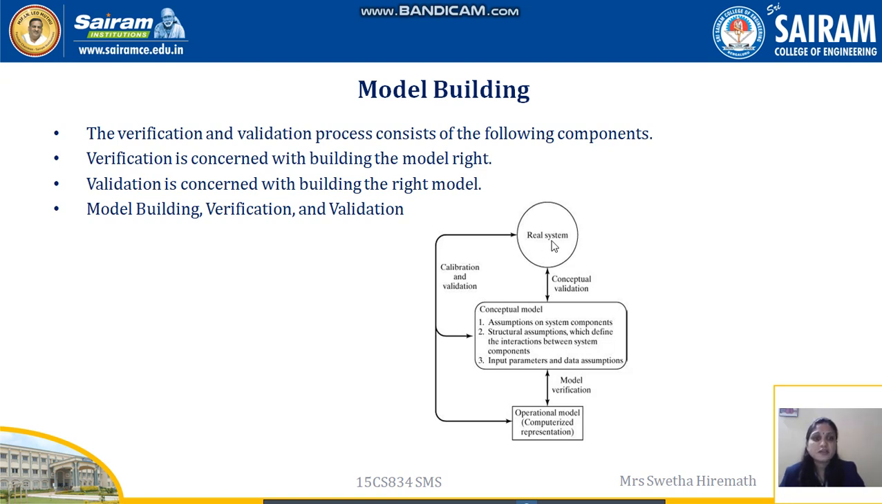So here there is a real system, conceptual validation, calibration and validation. In the conceptual model, what we are going to do is make assumptions on the system components, structural assumptions which define the interactions between the system components, and input parameters and data assumptions. Once we have validated, then we go for the verification of the operational model or computerized representation. So first the real system, then we validate the conceptual model, then we verify the conceptualized model.